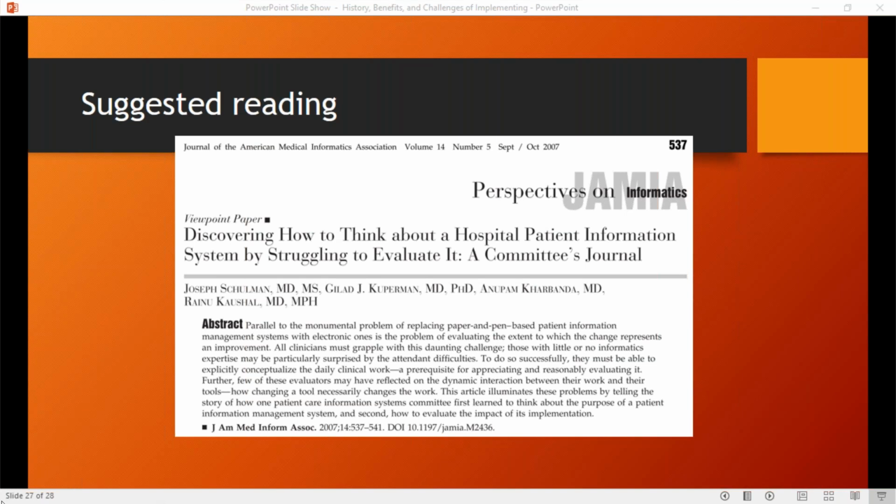Okay, so this is a good article that I found. It gives us a perspective of how a multidisciplinary group in a hospital looked into how their patient information system was able to come up with a different perspective of how they implement and evaluate how efficient their system is. So it's a good read. It's a good perspective on hospital information systems in general.